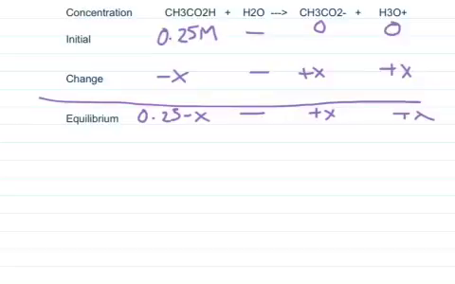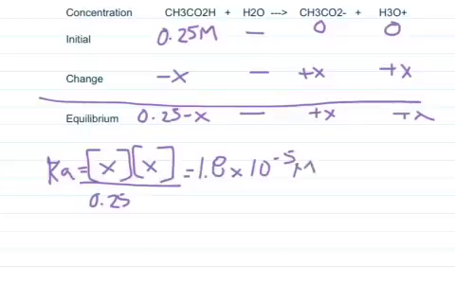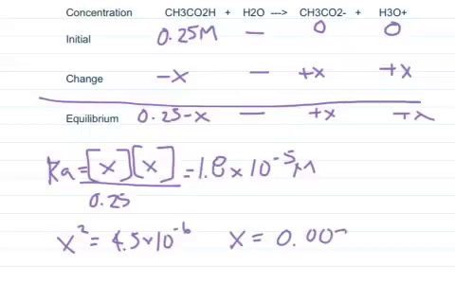Now, what we're going to do is build what we have. So what we have so far is Ka is equal to X for the hydronium, X for the acetate, all over our acetic acid, 0.25 minus X. Because we're going to assume this is a weak acid, which it is, I'm going to take out the minus X. So usually if it's a weak acid, we can do this. Now we know that our Ka is equal to 1.8 times 10 to the minus 5 molar. So when we do a little bit of math, we get X squared is equal to 4.5 times 10 to the minus 6, and our X is equal to 0.0021 molar. Don't forget, you need to have two significant figures because you have two significant figures here.